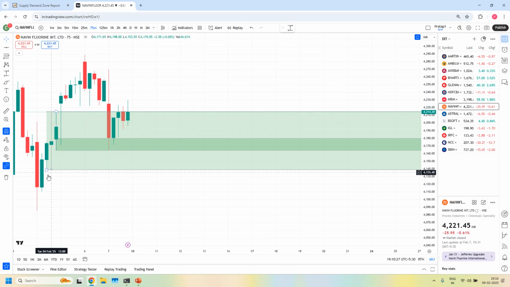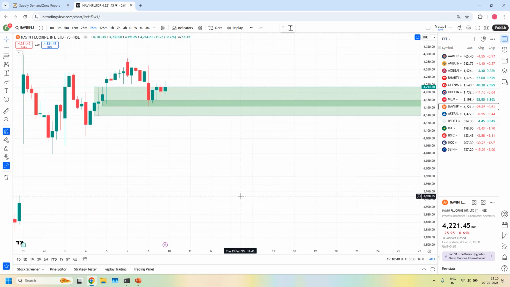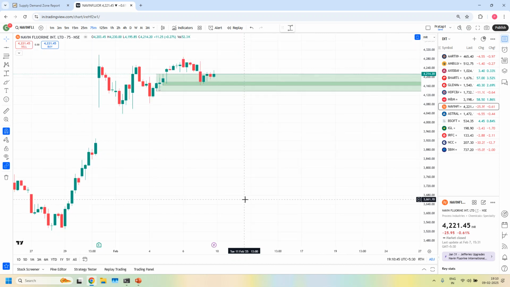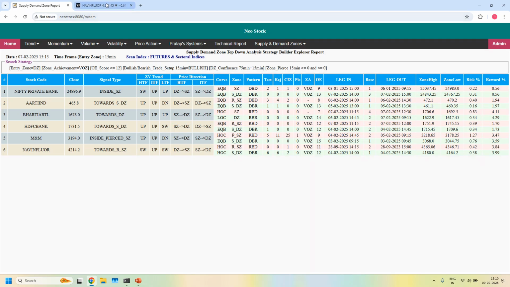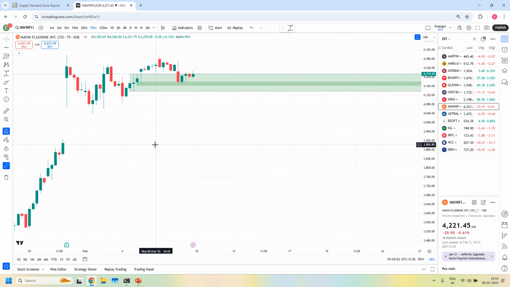See how nicely our software is identifying these zones. This is the 75 minute zone. Inside 75 you have a 15 minute zone. Perfect, right? So this is the power of our software. How our software perfectly identified all these zones, and all these zones are inside the 15 minute zones.